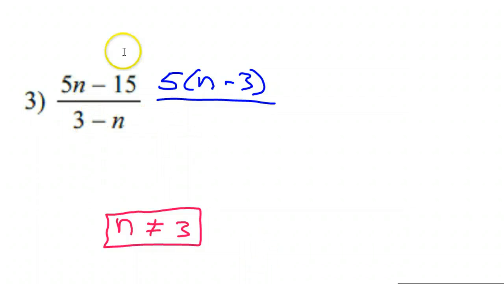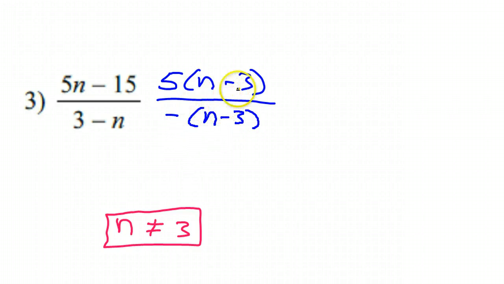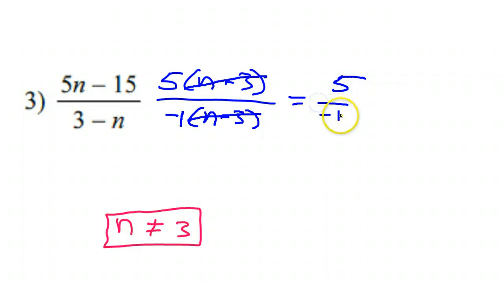Okay, why am I mentioning that now? Well, you tell me. 3 minus n, use the skill I just taught you. What am I going to put? I'm going to put negative and then just n minus 3. So now it's easy to see that these will in fact cancel. But I got this negative sign down here floating around. Well, it's like a negative 1. So it's like I have 5 divided by negative 1. So that's just going to be negative 5.